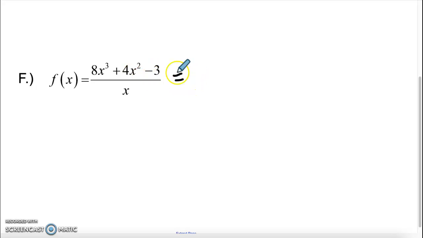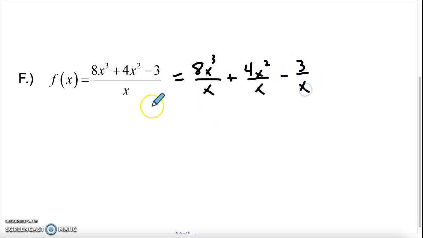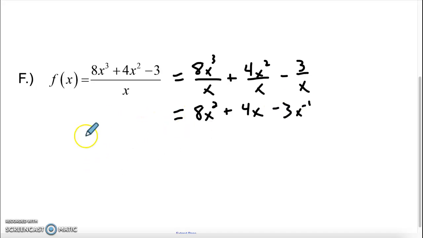Similarly down here in F, I can rewrite this. Since I'm just dividing by a single term, I can split this up and write it as 8x cubed over x plus 4x squared over x minus 3 over x, and then simplify each individual term. So this would become 8x squared, this would become 4x, and this would become minus 3x to the negative first. So now I can take the derivative.